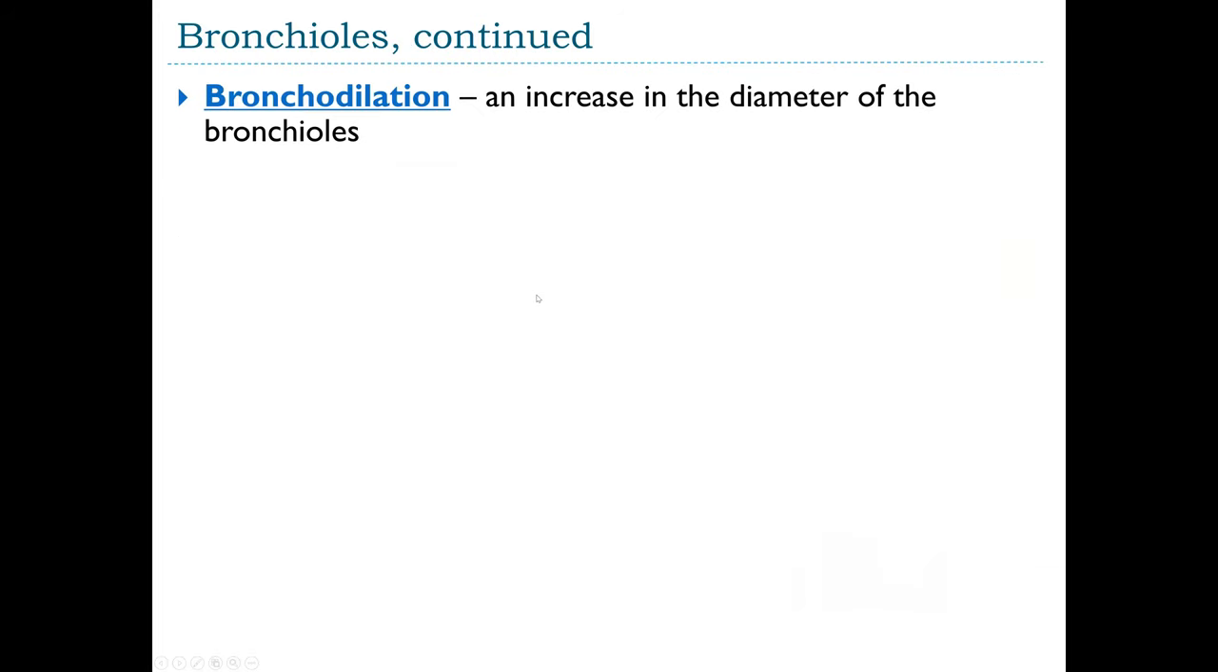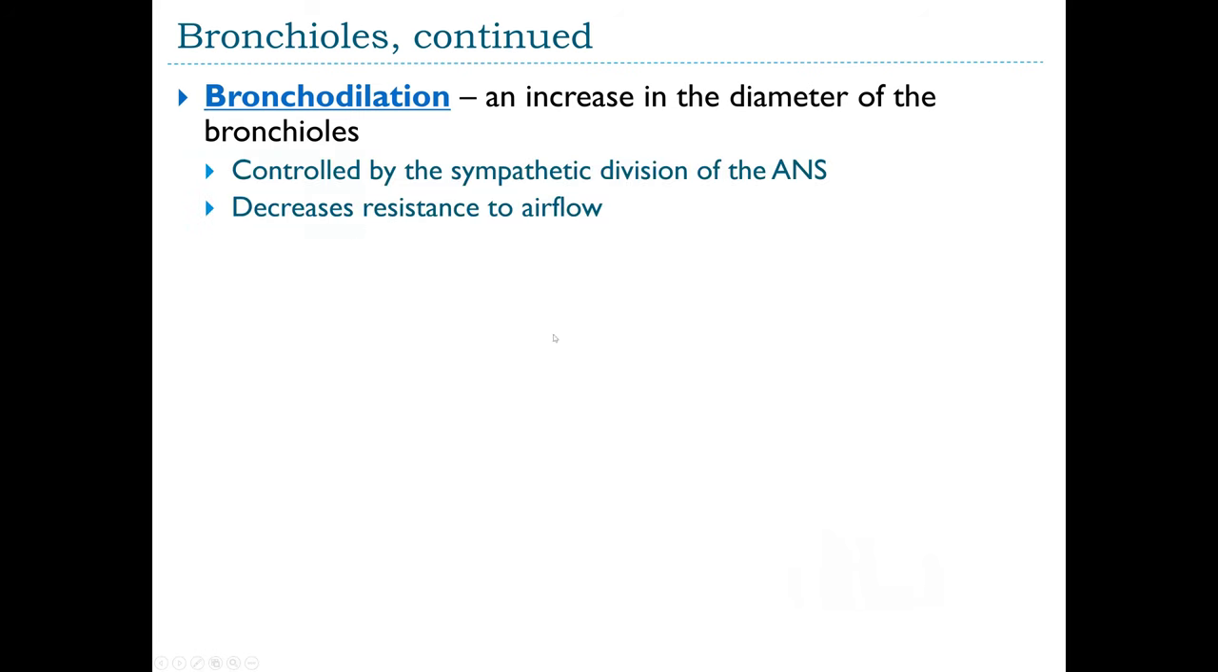So bronchodilation is when you have an increase in the diameter of the bronchioles. This is controlled by the sympathetic fight or flight division of the autonomic nervous system. And by increasing the diameter of the bronchioles, you're making more space for air to pass through. So you are decreasing resistance to airflow. So you're making it easier to breathe.